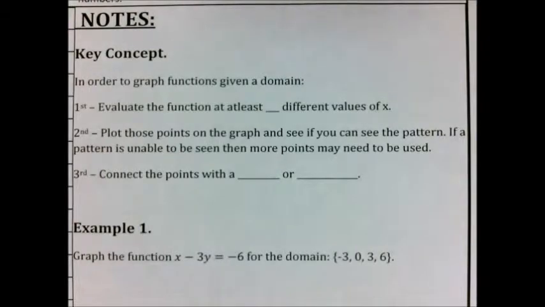Okay. Second thing is you're going to want to plot those points on a graph and see if you can see the pattern. If a pattern is unable to be seen, then more points may need to be used. You may need to evaluate at more than just those 5 different values of x. Okay. And lastly, if you can see that pattern, you see how it is going, the third step here is to connect the points with a line or curve. Okay, so those second and third blanks are line or curve.